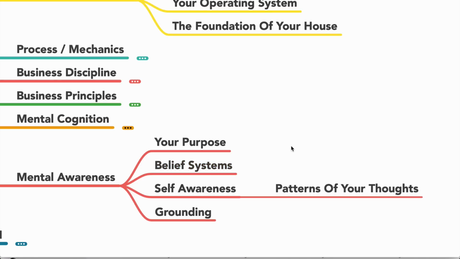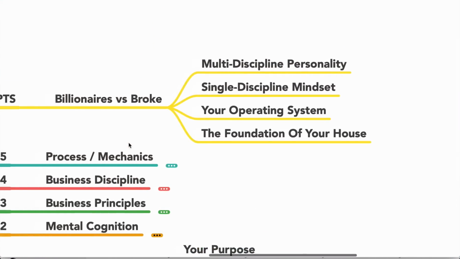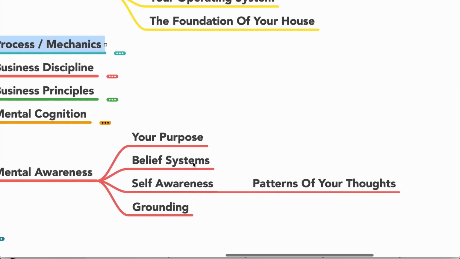Do you believe money is the root of all evil? Rich people are bad, and all these are belief systems which are like programmings in your subconscious, which is actually stopping you from achieving your results. Because in your belief system, if you have negative thoughts around money, for example, no matter what you do in the processes and mechanics, you're not going to get those results.